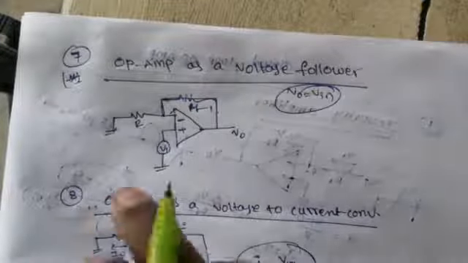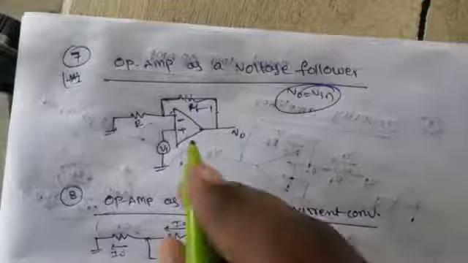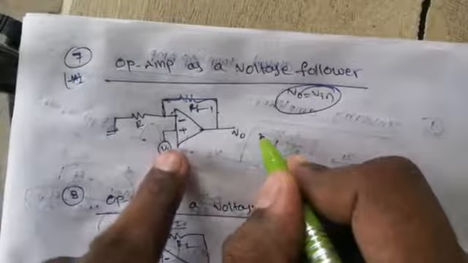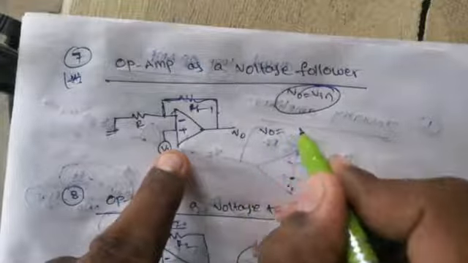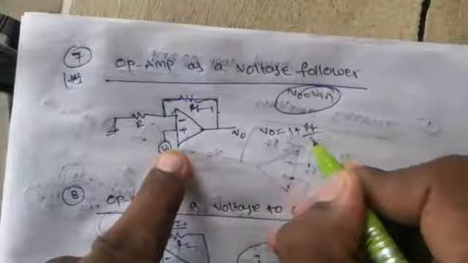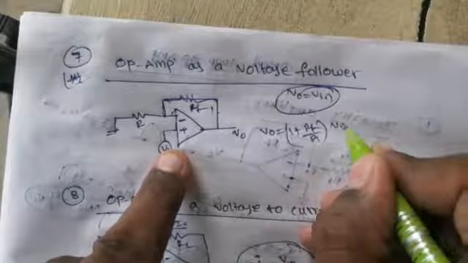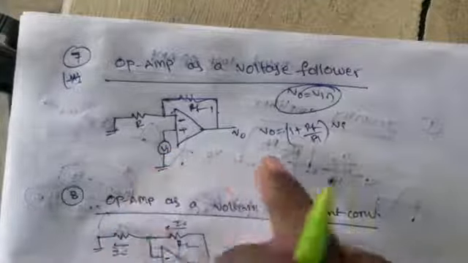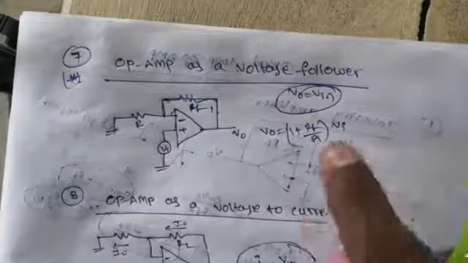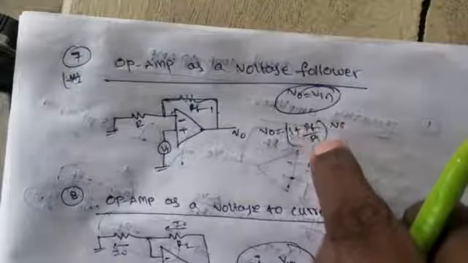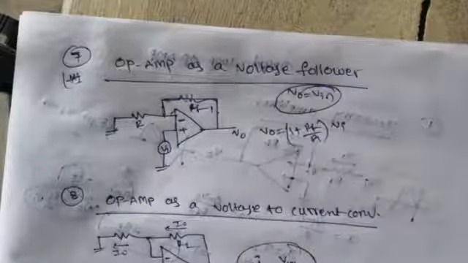Then what do we have to modify in this circuit? This is the non-inverting operational amplifier. Output voltage is equal to 1 plus RF by R1 into the corresponding input voltage. So this is the equation for this one. So we have to remove this part, RF and R1. Then we will get the voltage follower circuit.